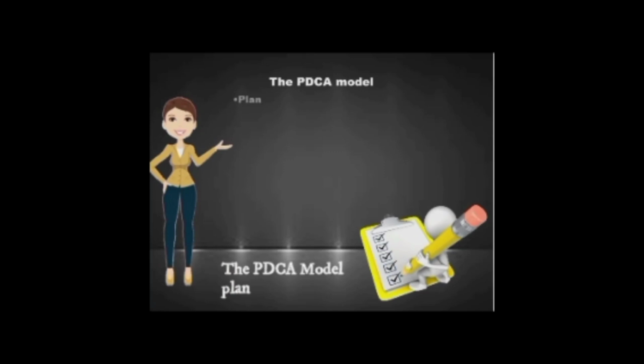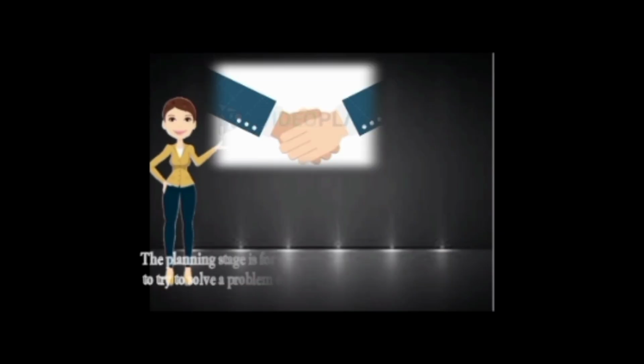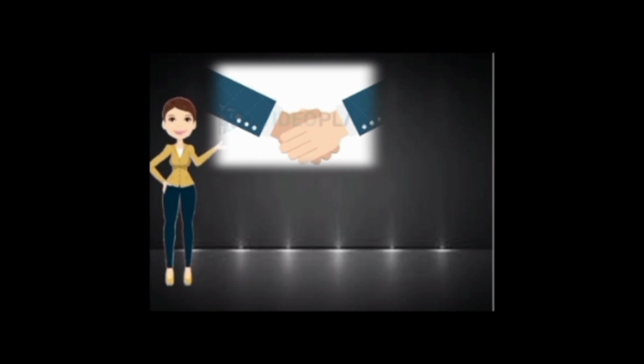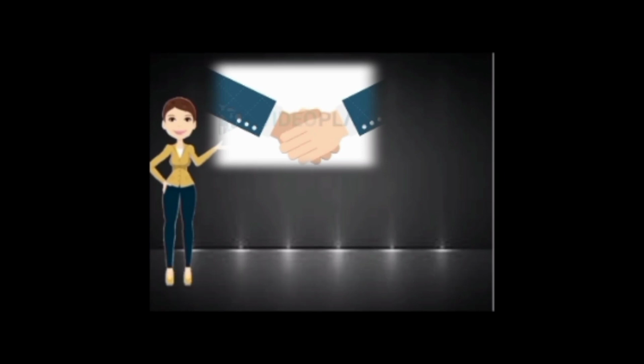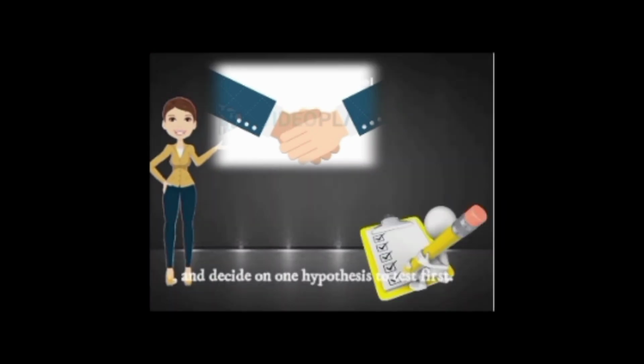The PDCA model, plan. The planning stage is for mapping out what you are going to do to try to solve a problem or otherwise change a process. During this step, you identify and analyze the problem or opportunity for change. Develop hypotheses for what the underlying issues or causes are, and decide on one hypothesis to test first.